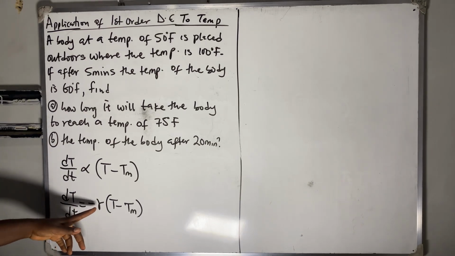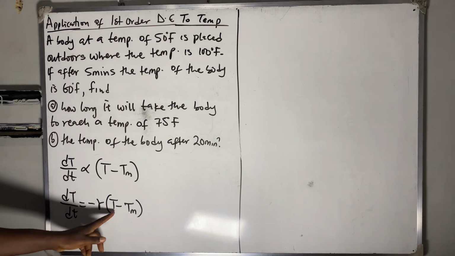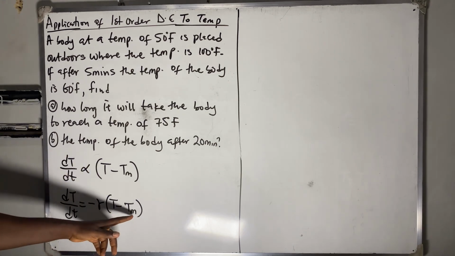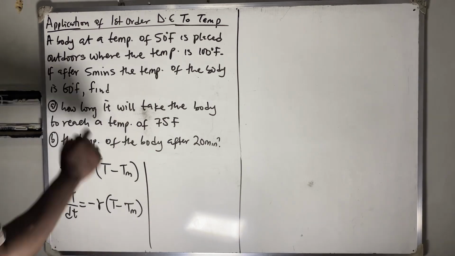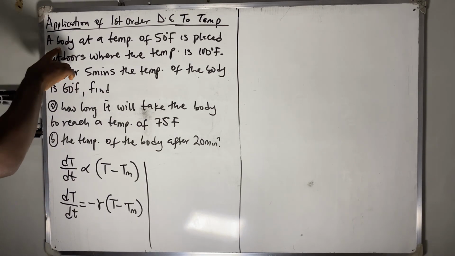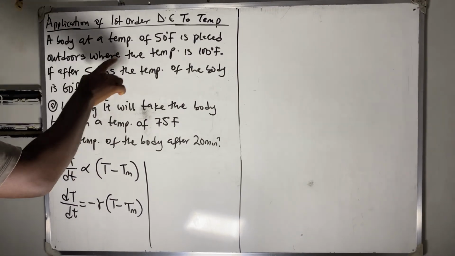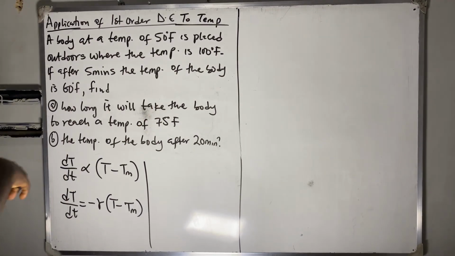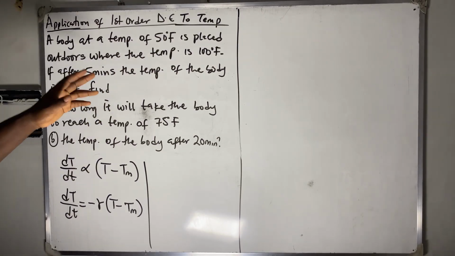The constant has a negative sign to show that it is cooling, and the temperature of the body is hotter than the temperature of the environment. But if it is not cooling, like in this case, look at what the question says: a body at a temperature of 50 degrees is placed outside where the temperature is 100. The temperature of the surrounding is now bigger than the temperature of the body, and it is outside.